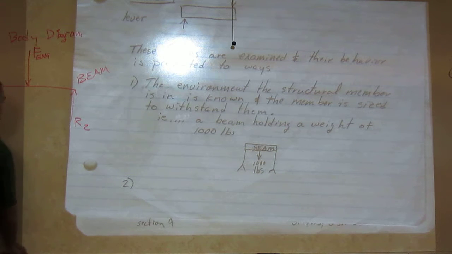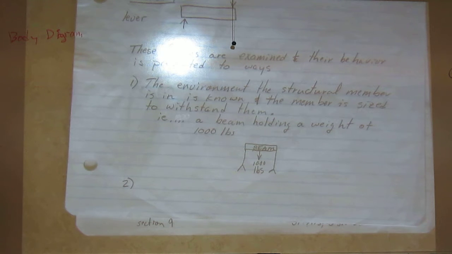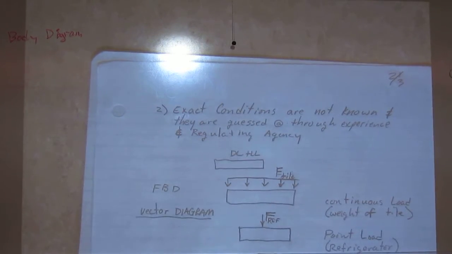Now there's another way that we do this, and that is where we don't know how something's being used. So I kind of put it in my notes here. Exact conditions are not known and they are guessed at through experience and regulating agency. I've always kind of chuckled at that and still am. Guessed at. Well, does that sound like a good way to go about doing a structure? Is let's guess. In essence, it's exactly what we do.